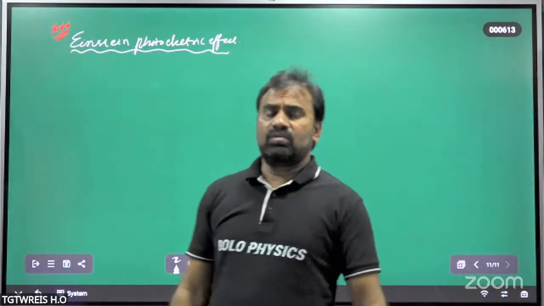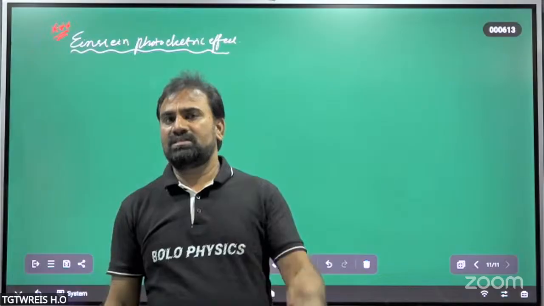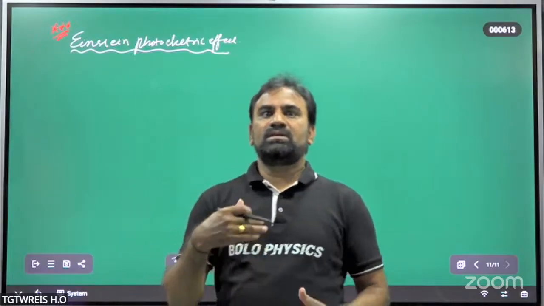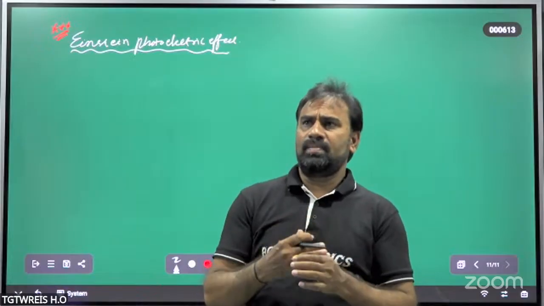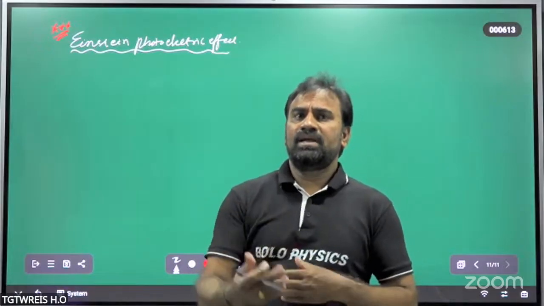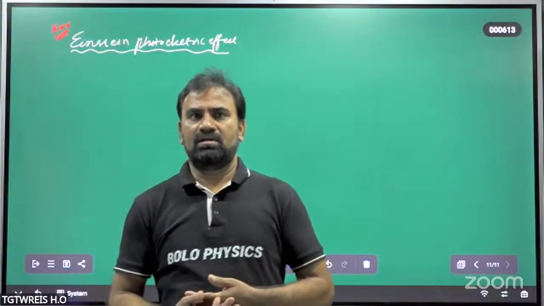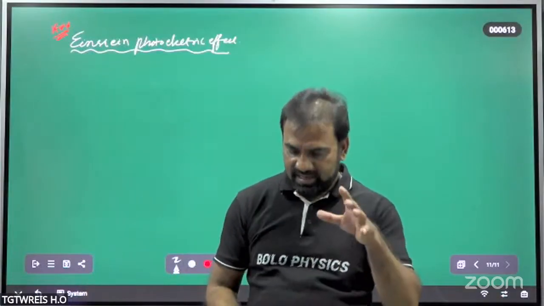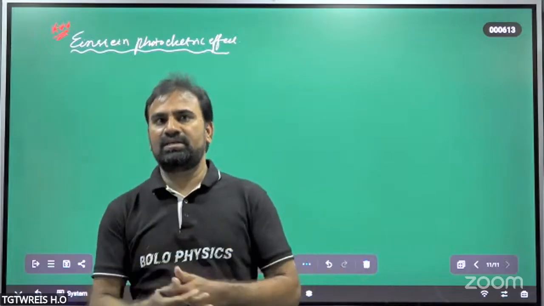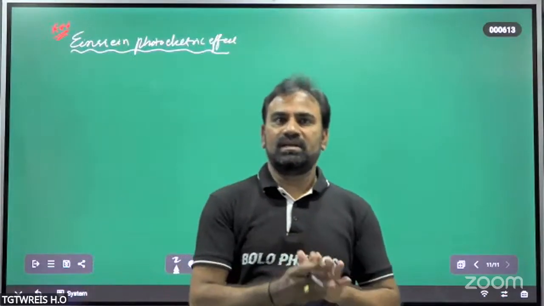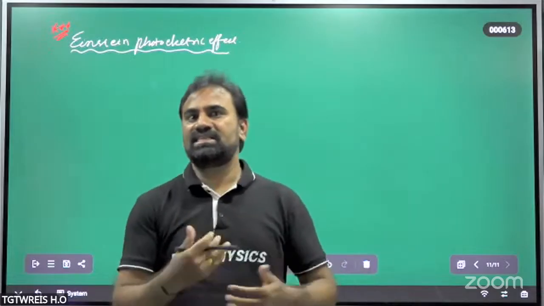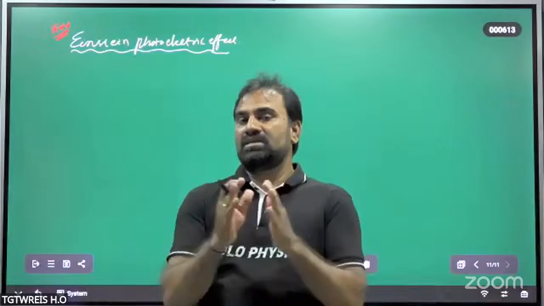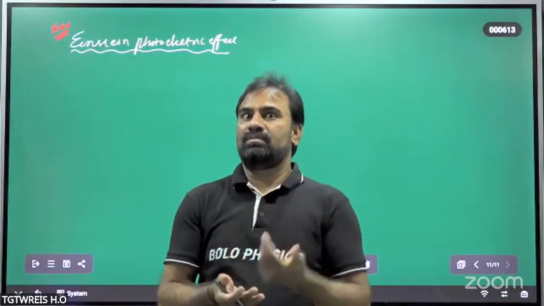Einstein considered alkali metals only. Earlier scientists could not explain how electrons are emitted from metals, whether alkali metals or non-alkali metals. But Einstein studied the photoelectric equation and gave the mathematical statement for the emission of electrons from their orbit. He considered only alkali metals, not non-alkali metals.